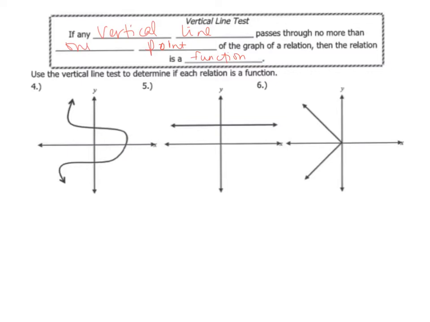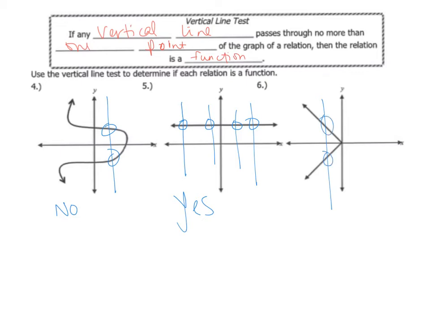So let's look at number 4. If I do the vertical line test, it passes through twice, so no. Number 5, I do one here, it passes once. If I do a vertical line anywhere on this graph, it will always only pass once. So yes, it's a function. And my last one, it passes through twice, so no.